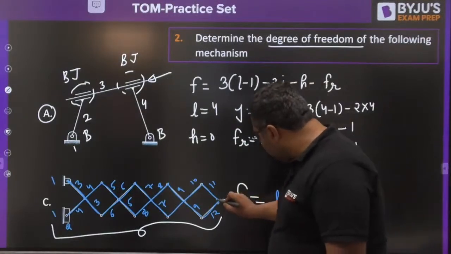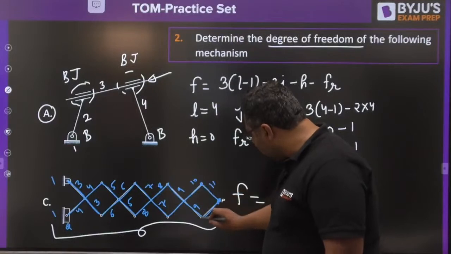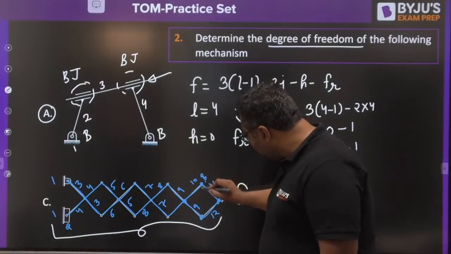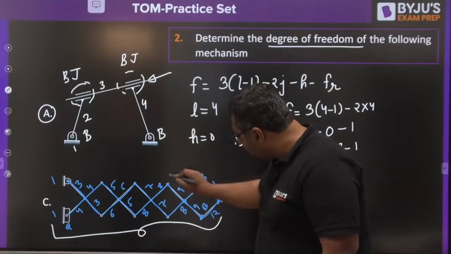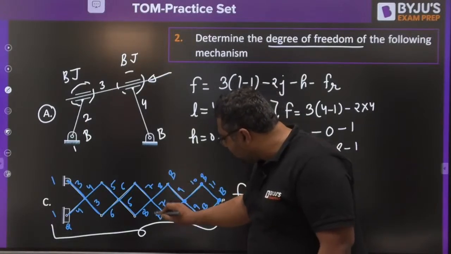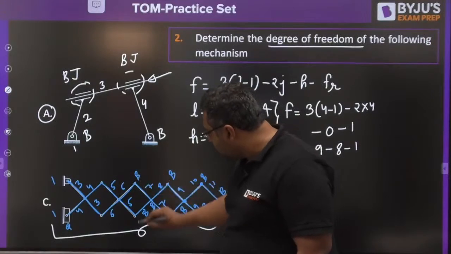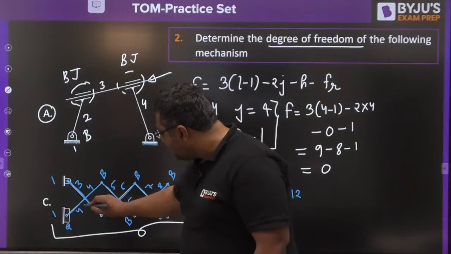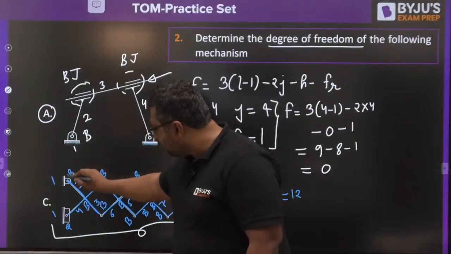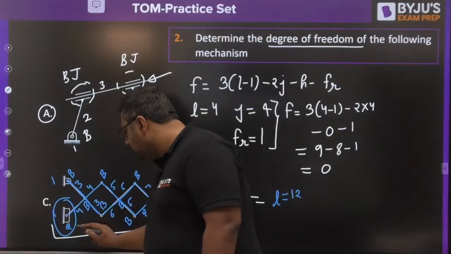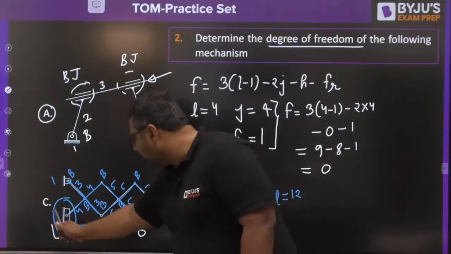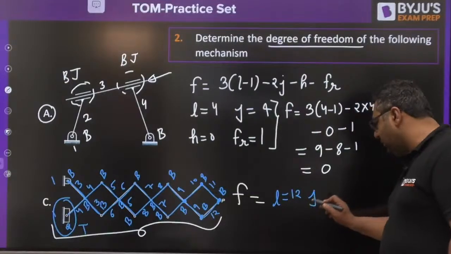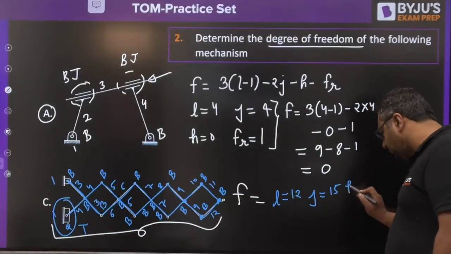Now my dear, this is a binary joint, this is a binary joint, this is a binary joint. So 1 binary, 2 binary, 3 binary, 4 binary, 5 binary, 6 binary, 7 binary, 8 binary, 9 binary, 10 binary, 11 binary, 12 binary, 13 binary, 14 binary. And this is a ternary, because links 1, 2 and 4 meet there. So my dear, 13 and 2, it is going to be 15. The number of joints is going to be 15.